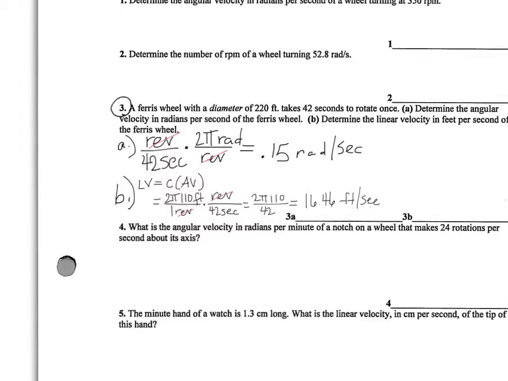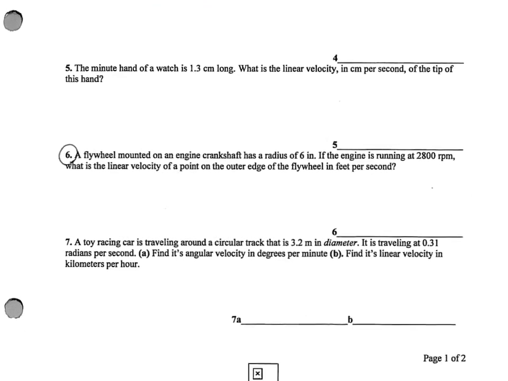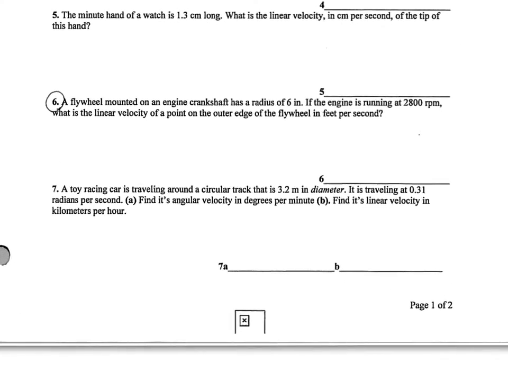Let's look at number 6. A flywheel mounted on an engine has a radius of 6 inches. So we have a flywheel mounted on a crankshaft, and that's the outside rim. If the engine is running at 2,800 RPMs, that's revolutions per minute, what's the linear velocity of a point on the outer edge of the flywheel? Now, feet per second, so we have to be careful about that part, and this is a typical problem.